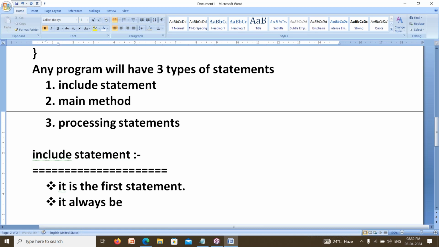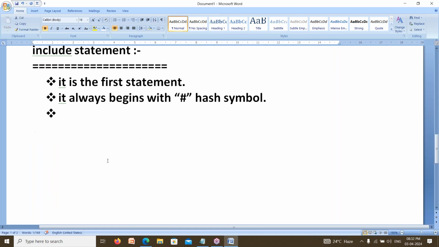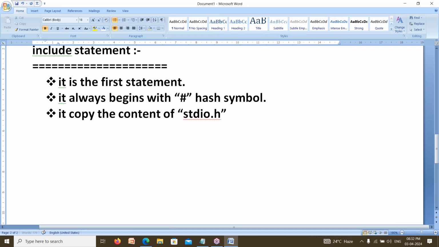It always begins with a hash symbol. What is the use of writing this line? It copies the content of stdio.h into your program. It copies the content, meaning the data, of which file? stdio.h, this file, into our program.